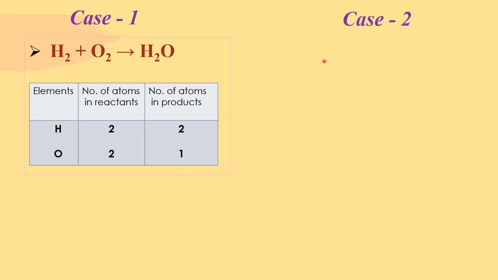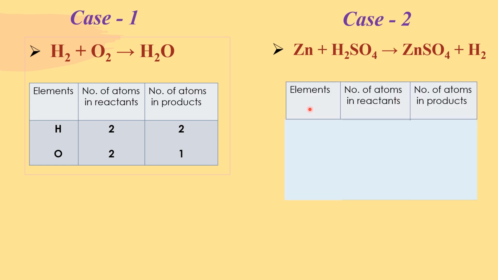Now consider case 2 where we have the equation Zn plus H2SO4 gives ZnSO4 plus H2. That means zinc reacts with sulfuric acid to form zinc sulfate and hydrogen. Again, we will record these things in the table. So list the elements first. What we have here: Zn, hydrogen, sulfur, oxygen. The same elements are there in the products also. So we have the elements here.